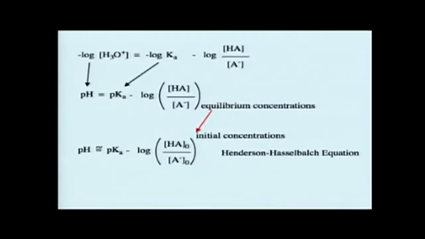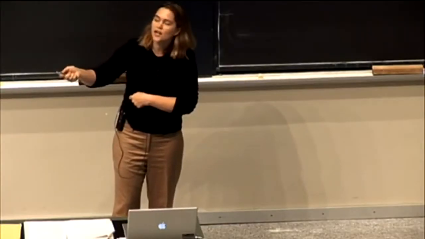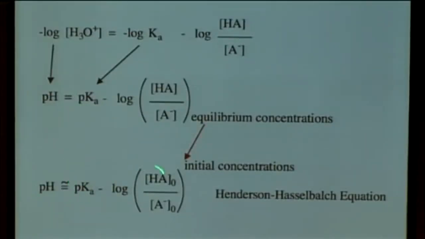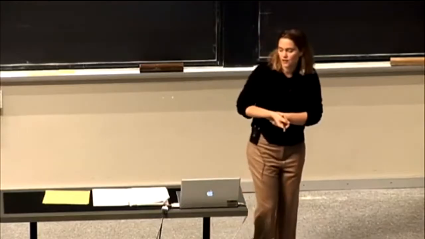And if we rewrite this expression in terms of the initial or original concentrations, then we have pH is approximately equal to pKa minus log of the initial concentrations of your acid over your conjugate base. And this is known as the Henderson-Hasselbalch equation. And people love the Henderson-Hasselbalch equation, and it can be incredibly useful to you in solving these problems.